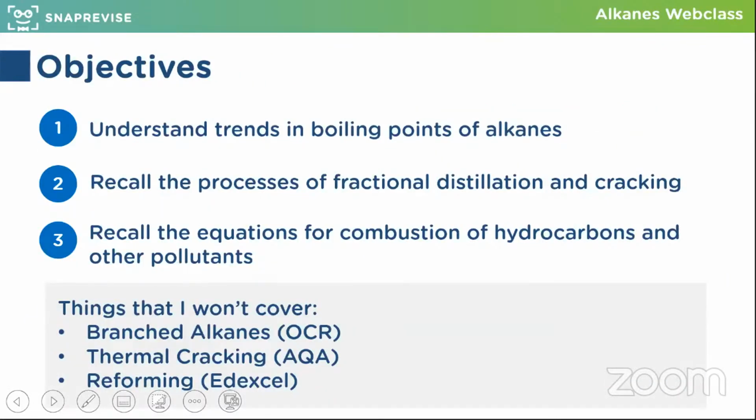Okay, so this lesson, obviously it's going to be slightly lessened now that we've had all that faffing, but never mind. We are going to look at understanding trends in boiling points of alkanes, of the alkane homologous series. We're going to recall the processes of fractional distillation and cracking, but we're not going to spend too long thinking about it unless there are some major questions. And then we're going to recall the equations for combustion of hydrocarbons and other pollutants. We're not, however, going to look at branched alkanes, which is specifically OCR, thermal cracking, which is specifically AQA, or reforming, which is specifically Edexcel.